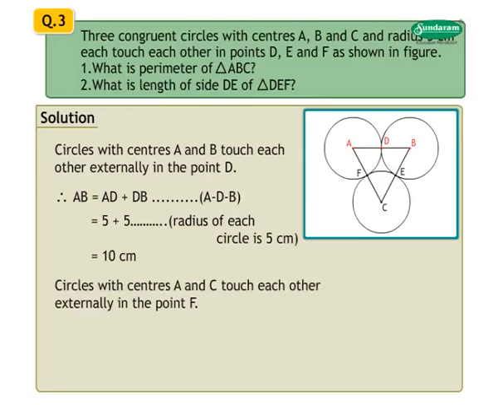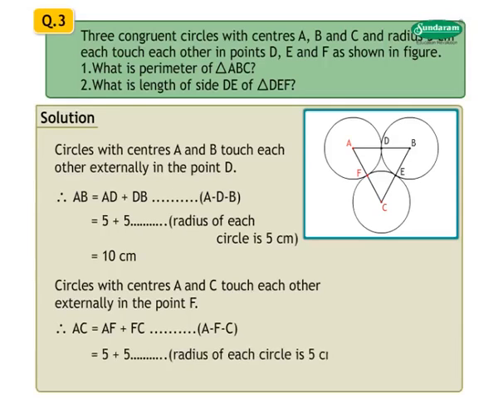Circles with centers A and C touch each other externally in the point F. Therefore, AC = AF + FC, since points A, F and C are collinear, = 5 + 5, as the radius of each circle is 5 centimeters, = 10 centimeters.